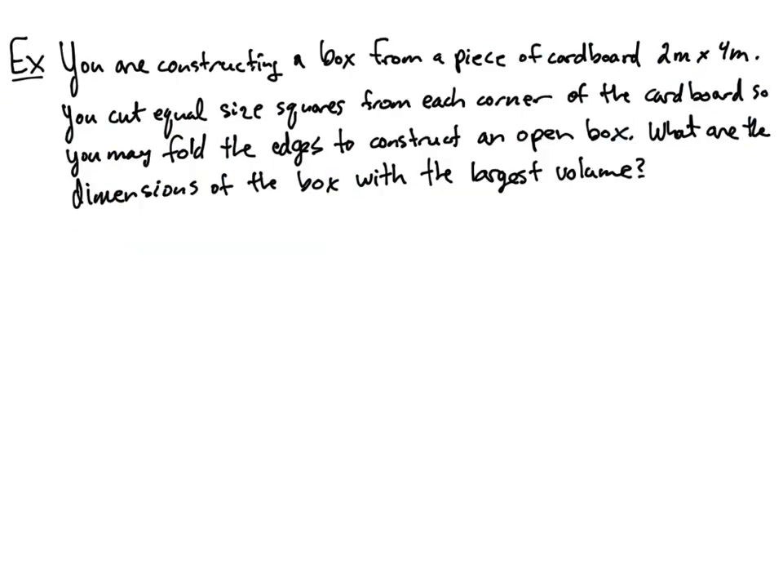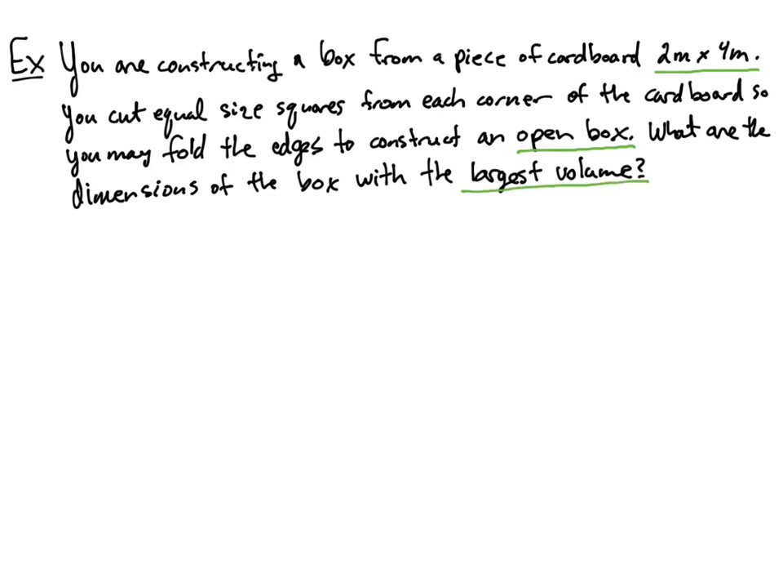All right, in our next example it says you are constructing a box from a piece of cardboard that is 2 meters by 4 meters. You cut equal sized squares from each corner of the cardboard, so you may fold the edges to construct an open box. By open box, that just means a box without closure or a lid. What are the dimensions of the box with the largest volume?